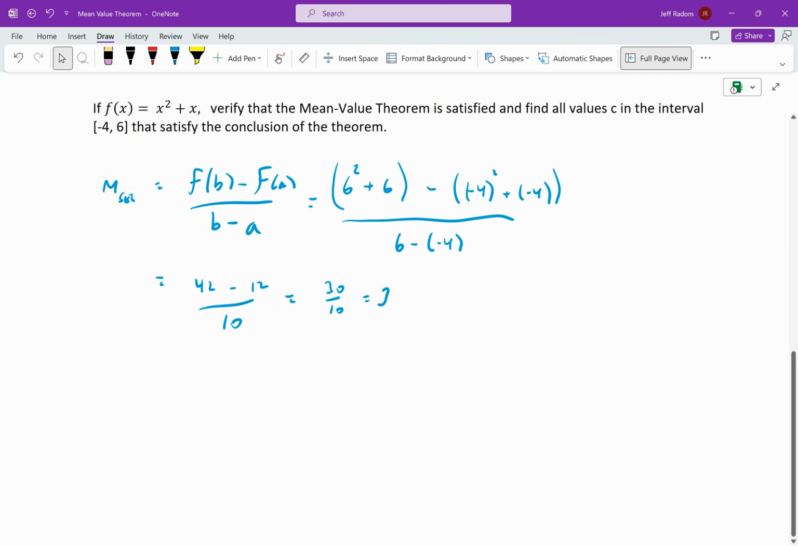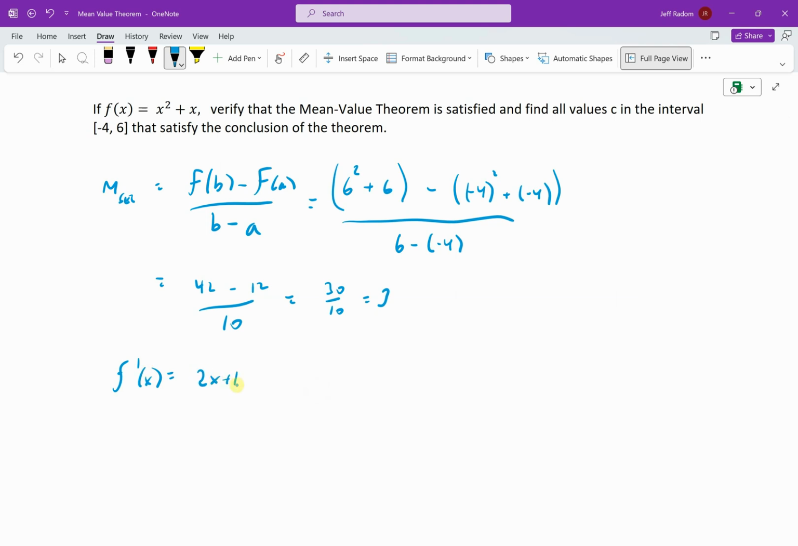There's going to have to be one point on here that is equal to 3 when we take the derivative. So let's find the derivative. That would be 2x plus 1. Let's set this equal to 3. 2x equals 2, so x equals 1.